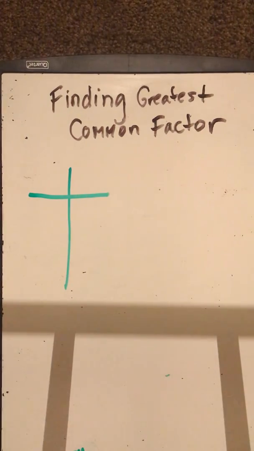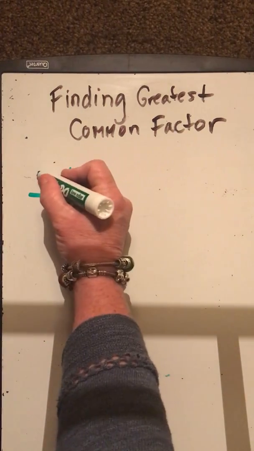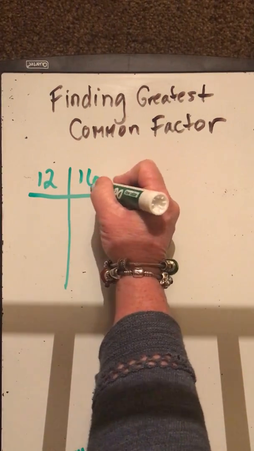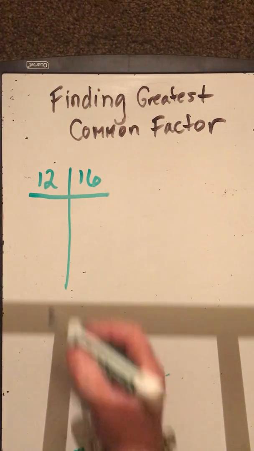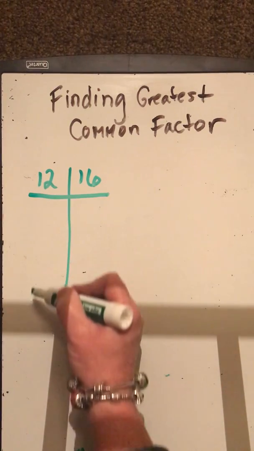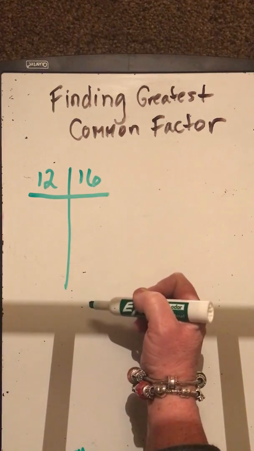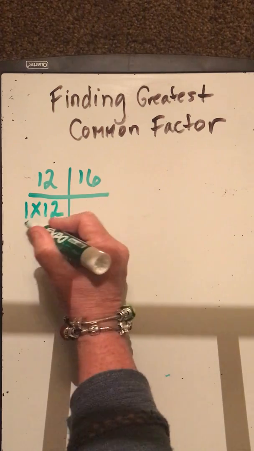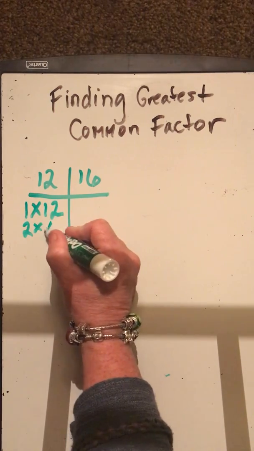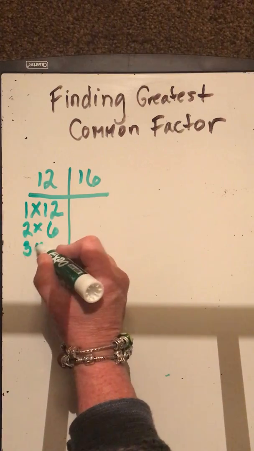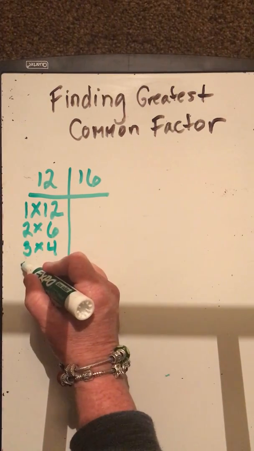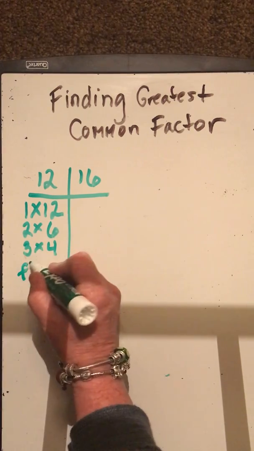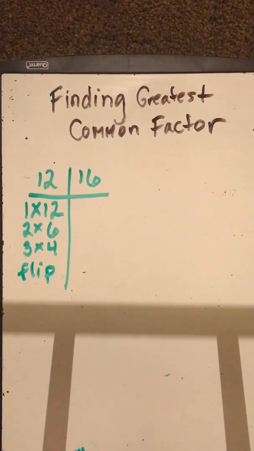We start by making a t-chart. Say we want to find the common factors and the greatest common factor between 12 and 16. We'd write them in our t-chart like that. Now we're going to find all the factors of 12 and then all the factors of 16. We're going to start with 1. We have 1 times 12, 2 times 6, 3 times 4. 4 we already used, so like I showed you in the last video, we now flip and we are done.